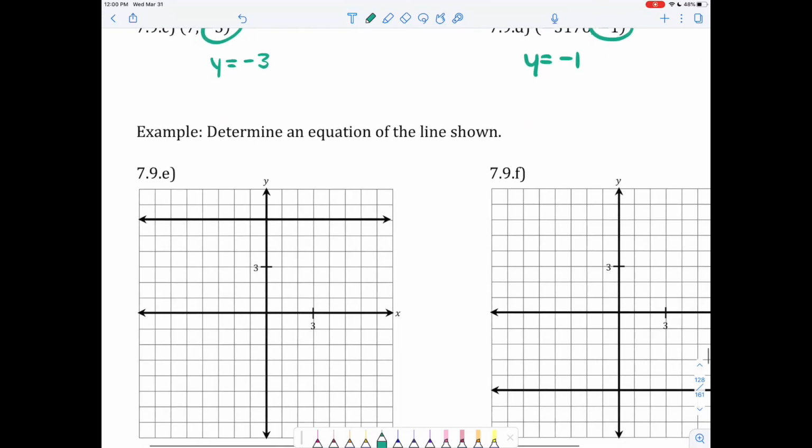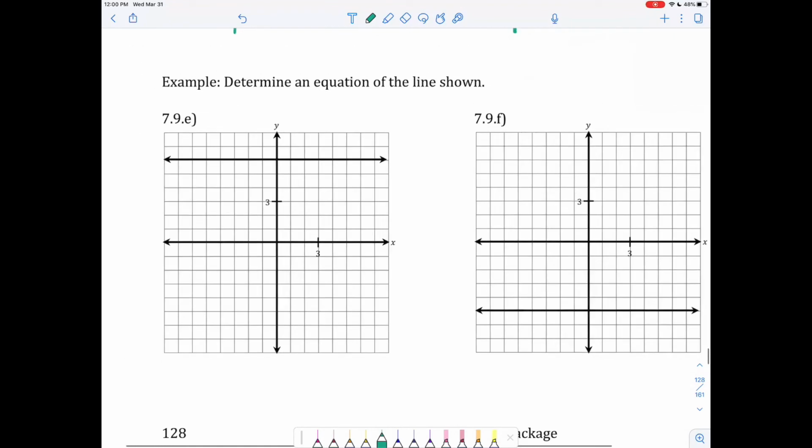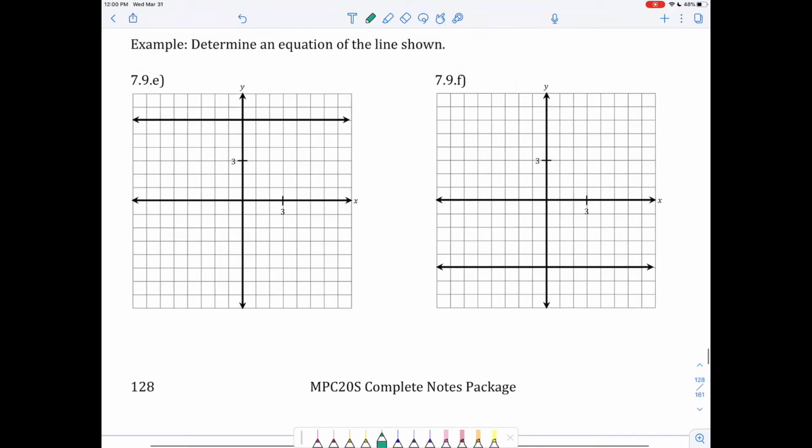See if you can determine an equation of each of these lines here. I look at these, I notice that they're horizontal, because they're just going lefty-righty, lefty-righty. Whoa, that's your axis, Mr. A. Psych!